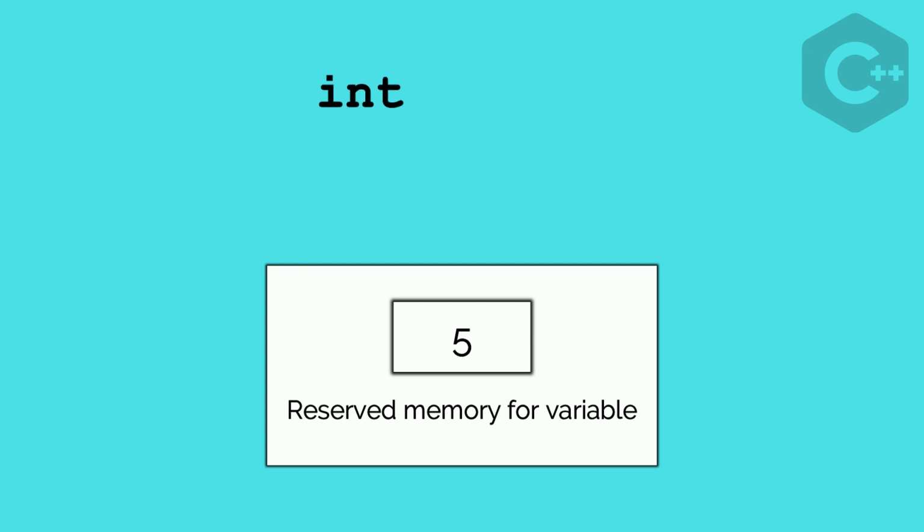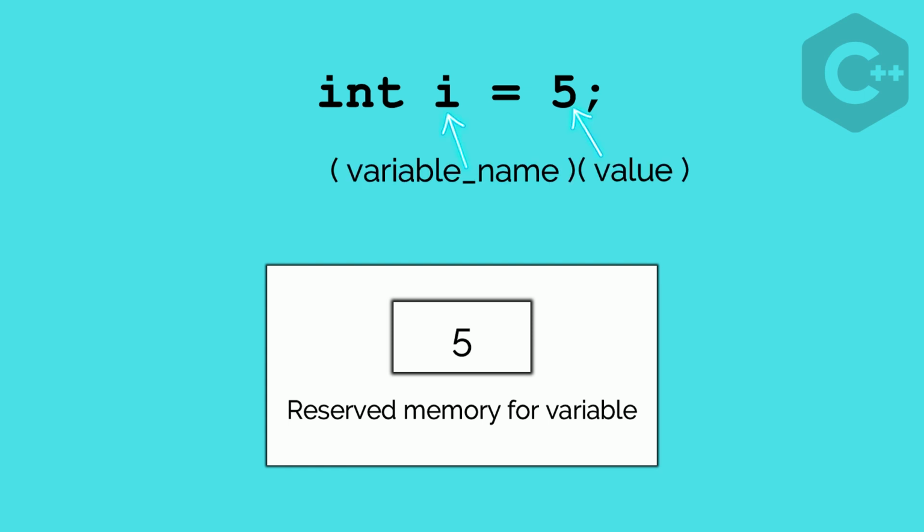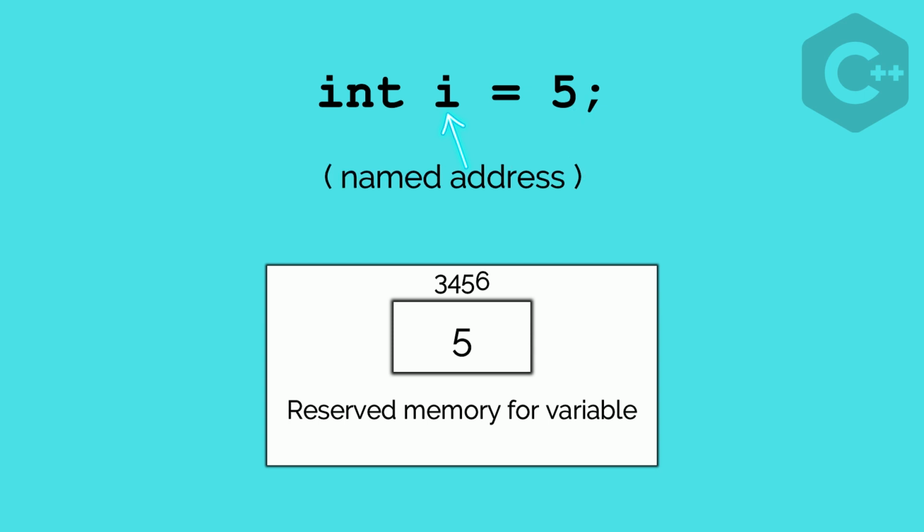If you declare int i = 5, you can visualize it somewhat like this. Here i is the name of the variable, 5 is the value, and 3456 is the variable i's address. Variable i is the named address of this 3456 location.